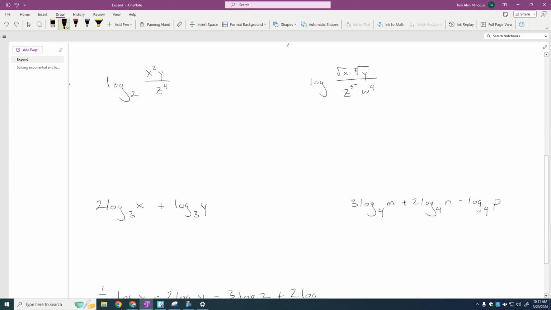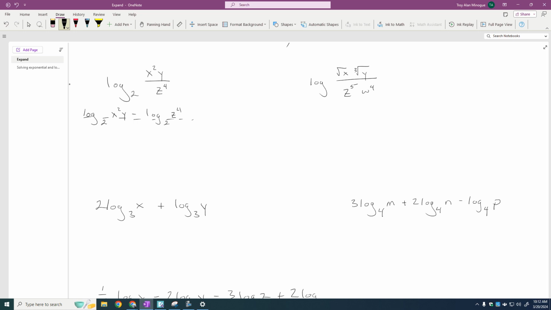Okay, hopefully you're back. So we have log base 2 of x squared y minus log base 2 of z to the fourth. These are all on the same line. The only subscript is the 2. The exponent is the 2 and the 4. Okay, I have another expansion to do.